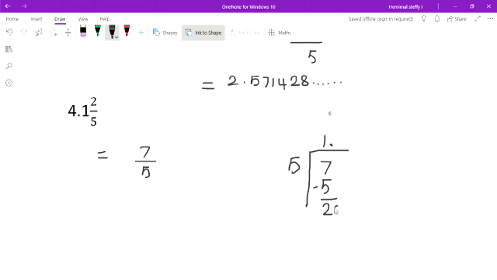I cannot divide it, so I add a decimal point here. I can add a 0. It's possible to divide 20 by 5. How many times? 4 fives are 20. It stopped. Okay, it's 0. Then what is the decimal number? 1.4.